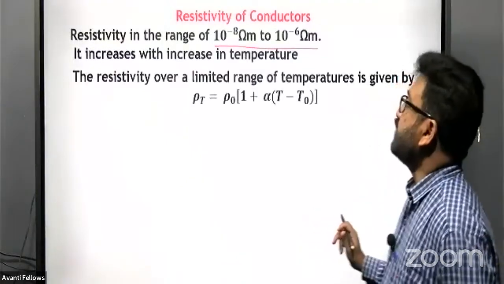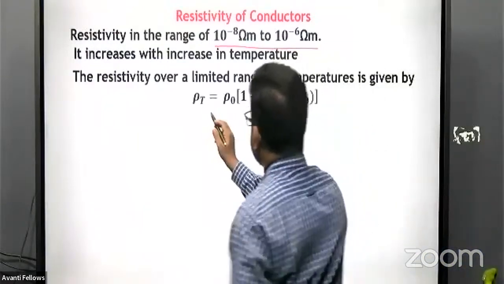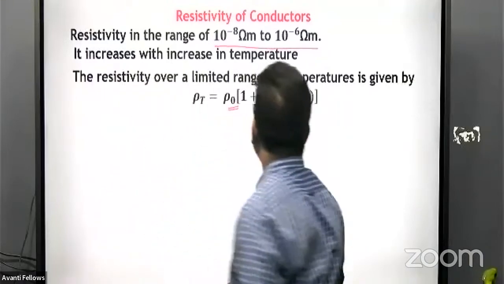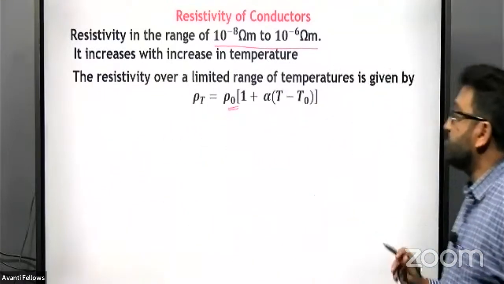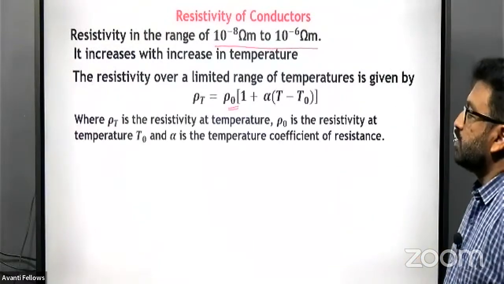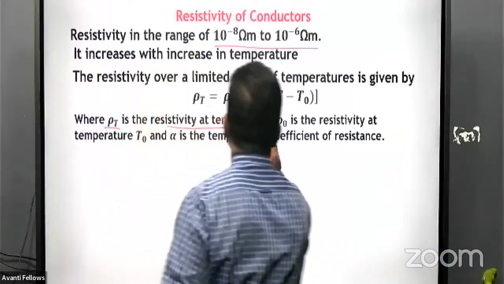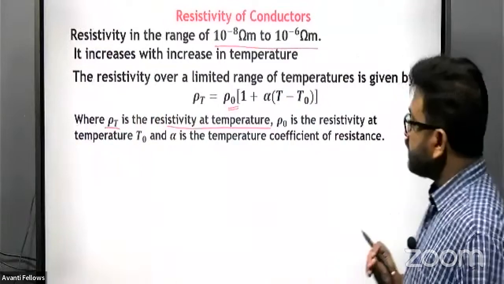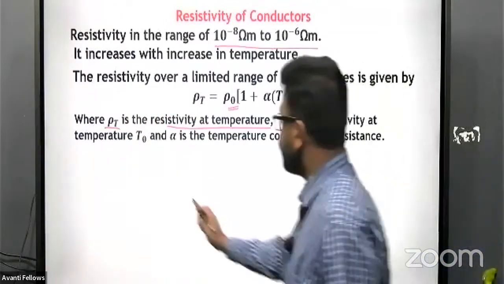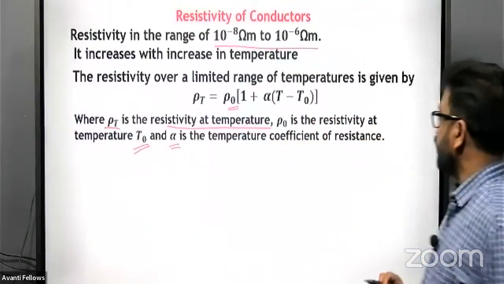Okay, resistivity over a limited range of temperature is given by rho T. Rho at a particular temperature equals rho 0 multiplied by 1 plus alpha into T minus T0, where T minus T0 is the difference in temperature. Rho T is the resistivity of that particular material at a given temperature. Rho 0 is the resistivity at temperature T0. And alpha is the temperature coefficient of resistance.